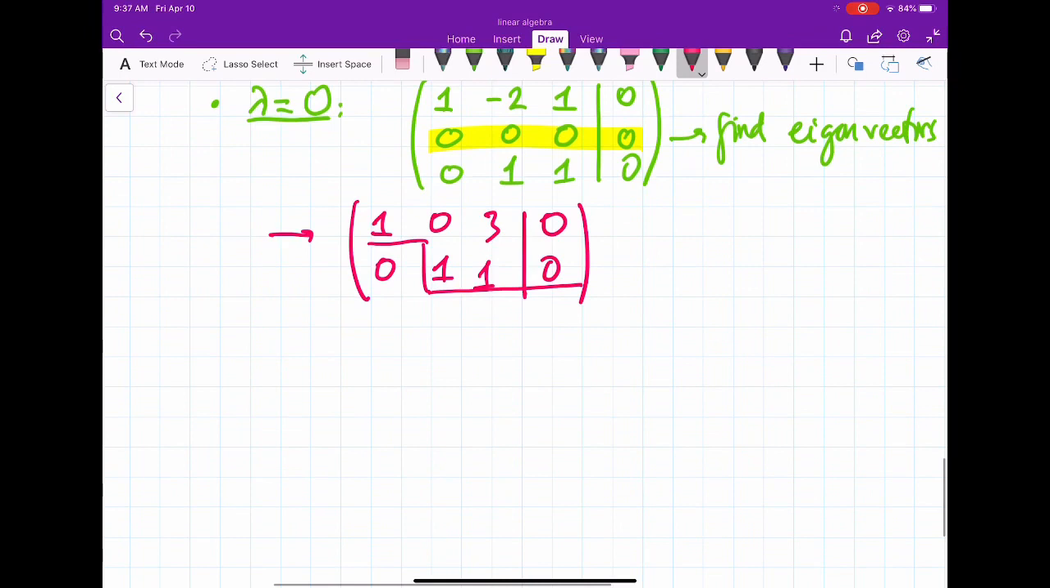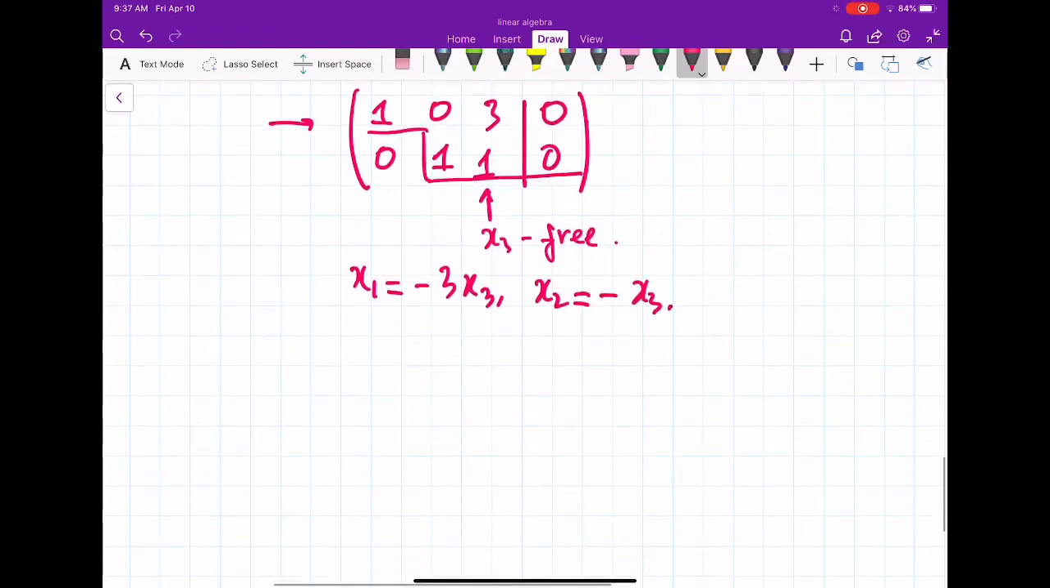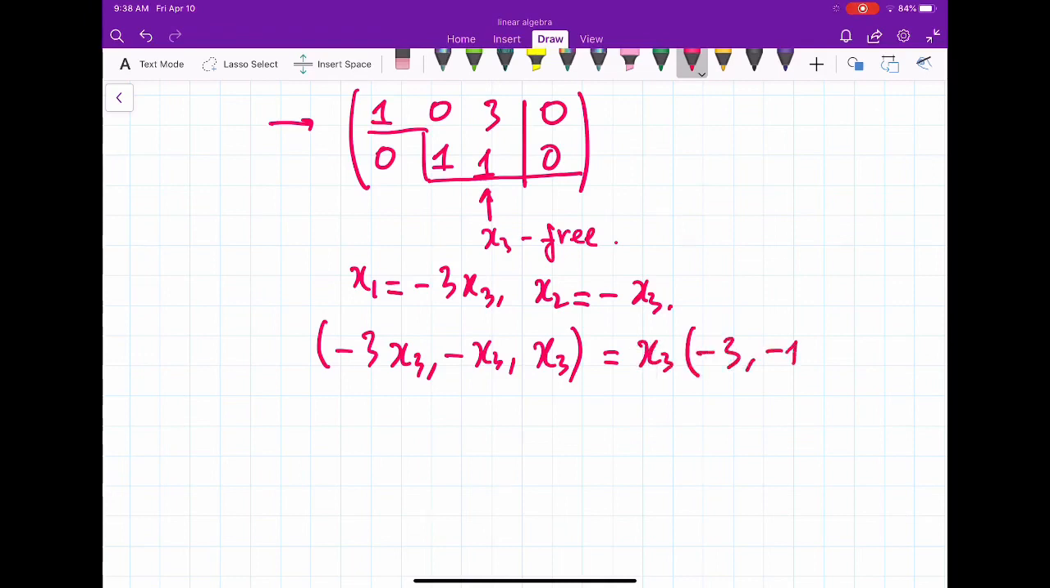From here, we can see, yeah, actually x3 is free. And x1 equal to negative 3x3, x2 equal to negative x3. The general solution looks like this: negative 3x3, negative x3, and x3. You take x3 out, you get x3 times negative 3, negative 1, and 1. So this is the main eigenvector. Of course, any vector of this form will be an eigenvector.